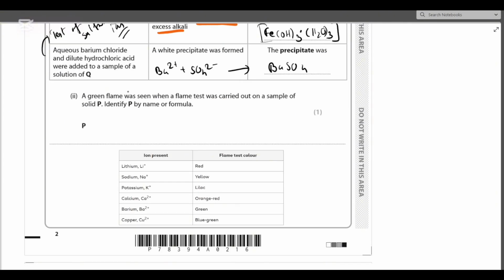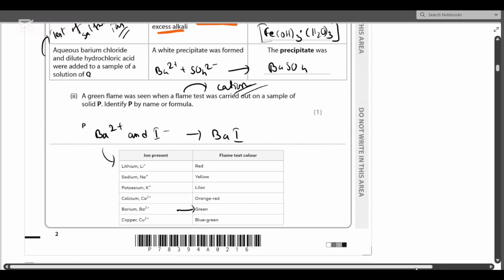And now we can see that the flame test is basically used for identifying the cation. In this case, a green flame was produced, and as you can see, I have provided a list. The presence of barium 2+ ions results in the formation of a green flame color. So we can say that the cation here is Ba2+ and the anion is I-, which gives us the compound, the solid P, which is actually nothing but barium iodide. You can either write it in words, or you can write just the formula like this.